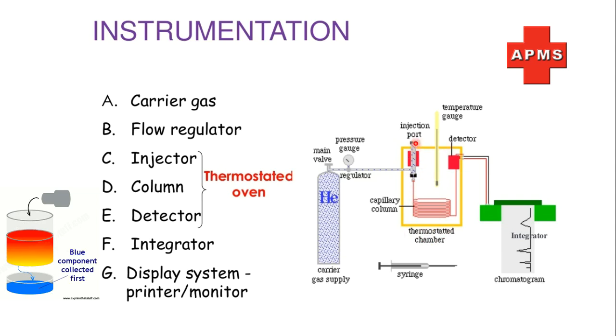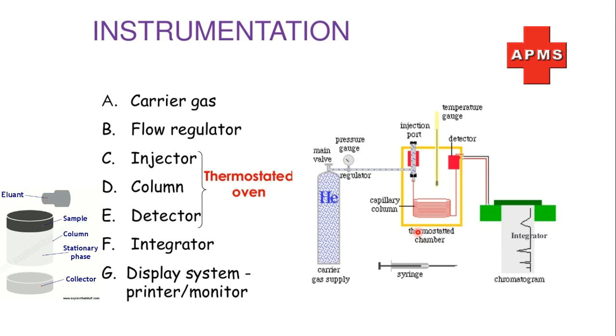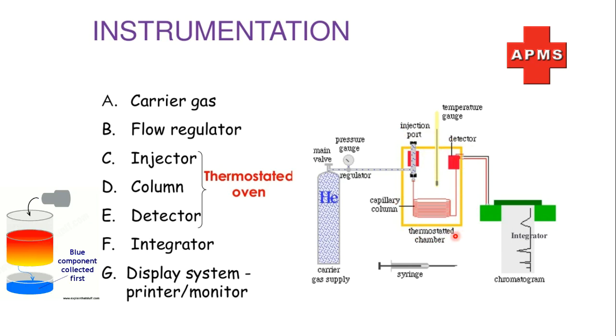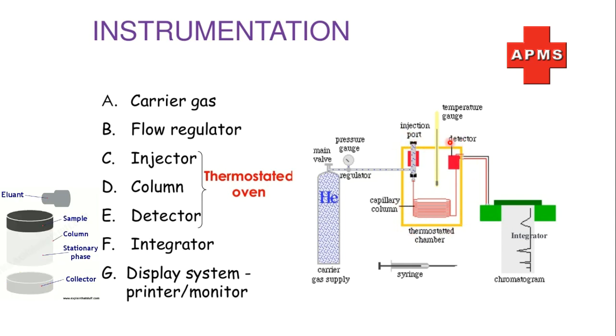This whole assembly, the sample injection chamber, this column and this detector, is put in this yellow colored box, the thermostat chamber, a type of oven. Thermostat means the temperature is fixed. If we fix the temperature at 100 degrees Celsius, then throughout the experiment the temperature will remain constant inside this chamber.